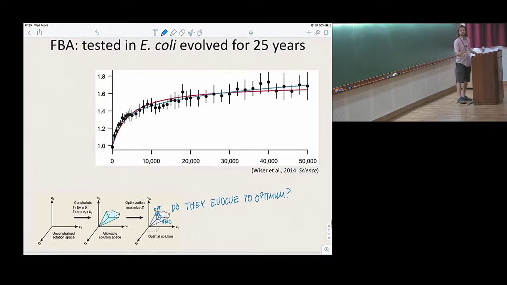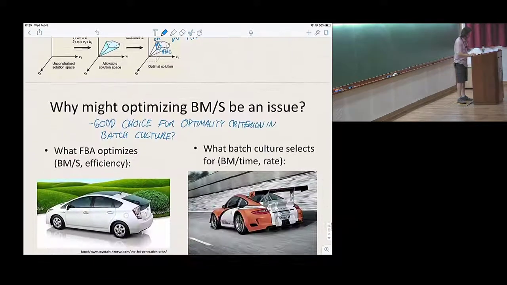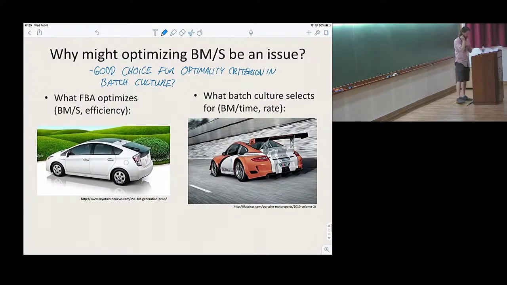Right? That seems to be a reasonable question. And what about this issue of the criterion? So, as mentioned, the way that we're maximizing things in flux balance is biomass per substrate. It's an optimum efficiency. It's like the Prius kind of view of the world, where everything behind is just green hills.